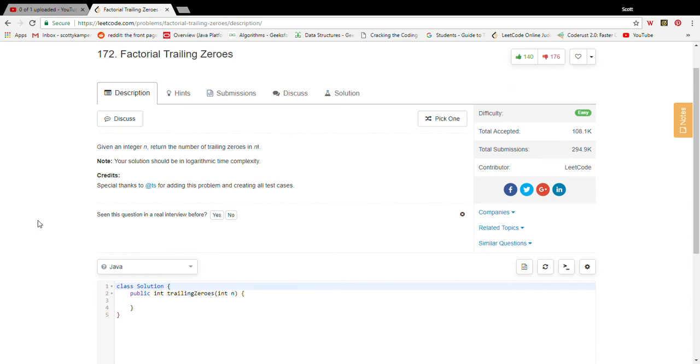I think it's about 7 lines, so it's not long. So we'll talk for a second about the math trick that makes this a logarithmic time complexity problem.